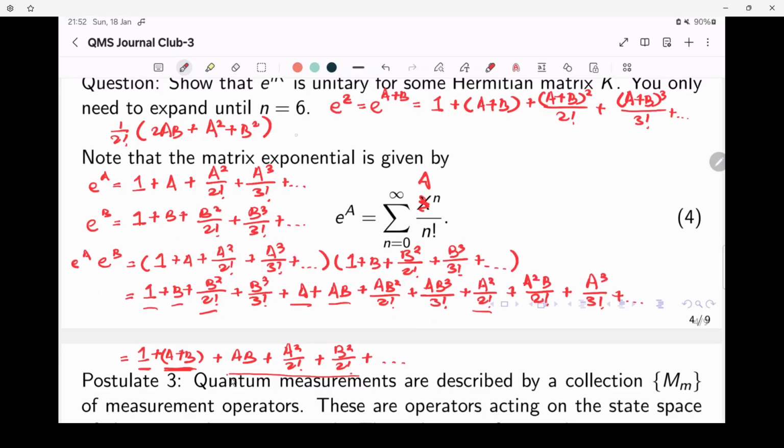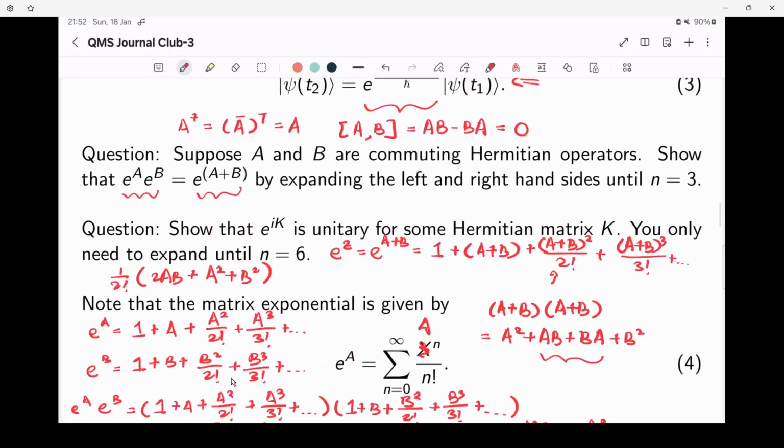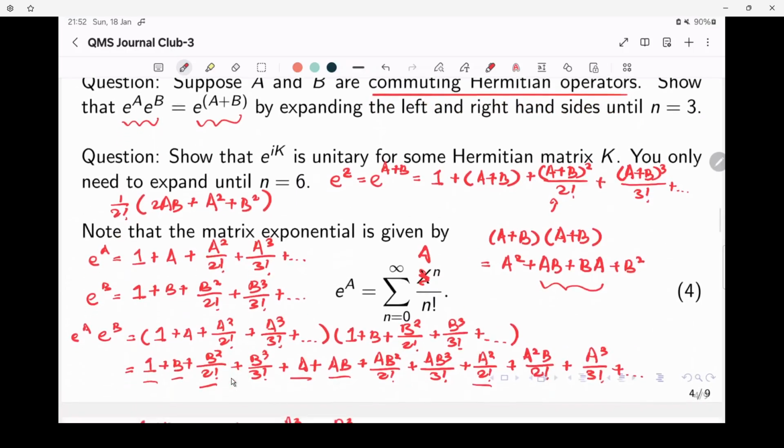So this seems to be the binomial expansion of this term, right? But when you expand this correctly, you get a squared, ab, ba, and then b squared. So you cannot group these terms together because a and b right now are not commuting. You can only group them together if they are commuting Hermitian operators. So that's why here is the part where you need to use the commutator.